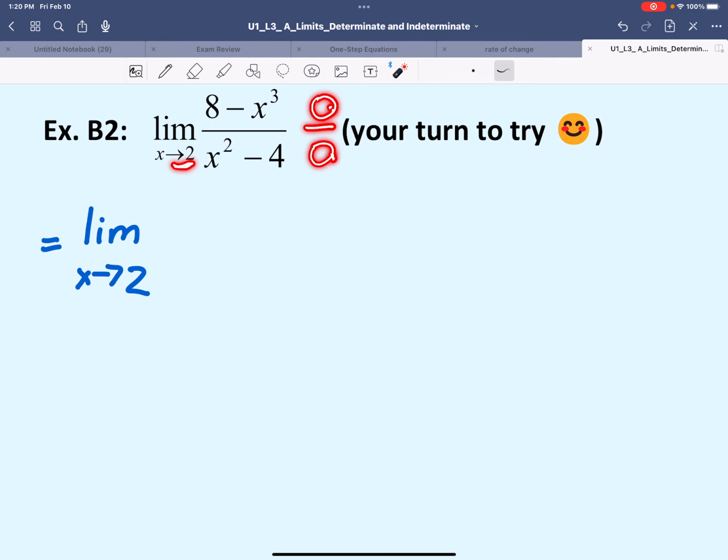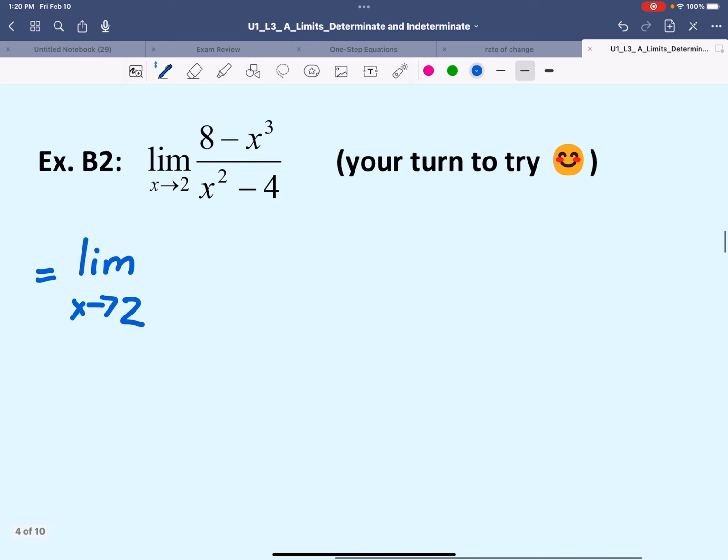So we have to convert it or simplify it so that we're able to determine this limit into a determinate form. So we're going to use the factoring technique again. And just to refresh your memory, here we have the difference of squares. I hope we remember the difference of squares formula, which is a squared minus b squared equals a plus b times a minus b.